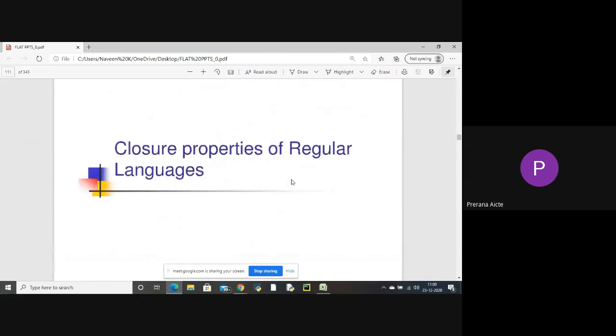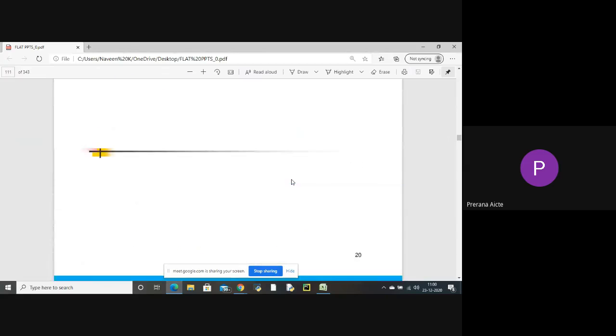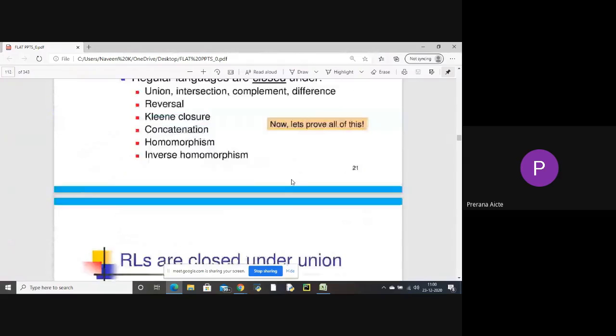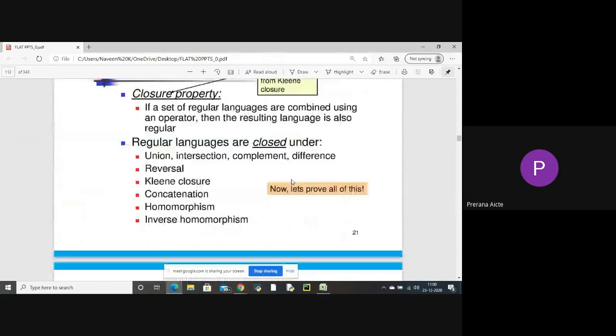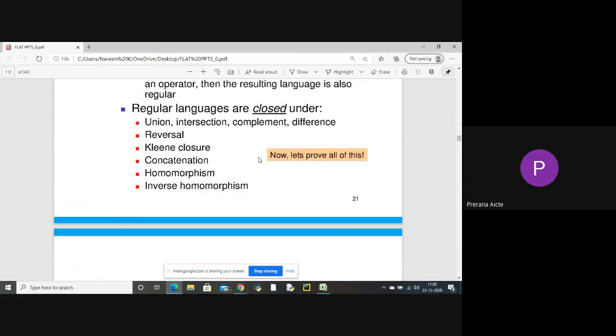And finally, coming to the closure properties of regular languages, the regular languages are closed under. Closed under means the union of two regular languages is regular. The intersection of two regular languages is regular. The complement of a regular language is regular. In the same manner, the regular languages satisfy all the properties listed here: union, intersection, complement, difference, reversal, Kleene closure, concatenation, homomorphism, and inverse homomorphism also.